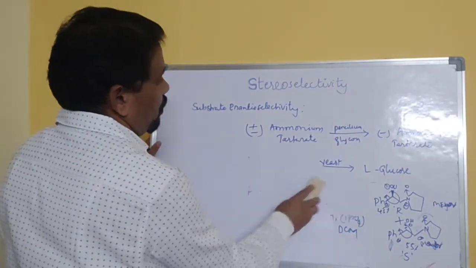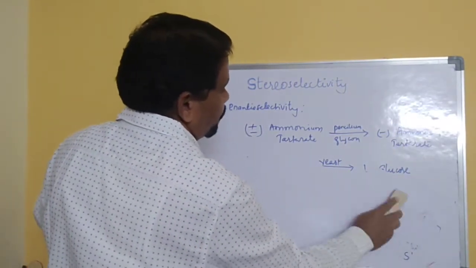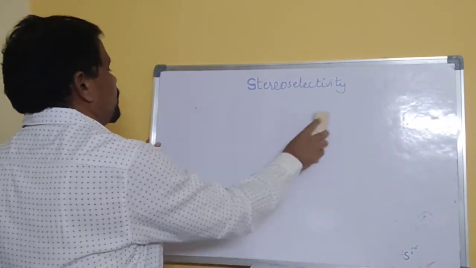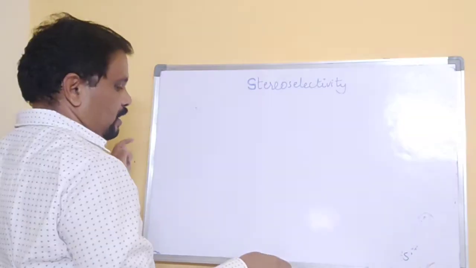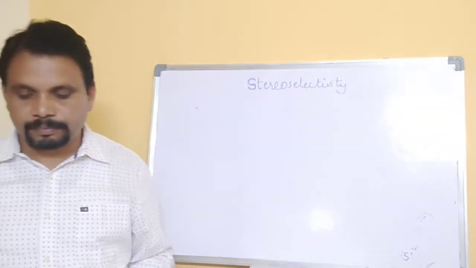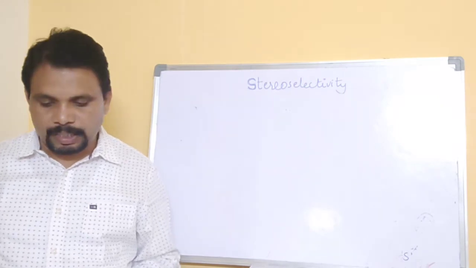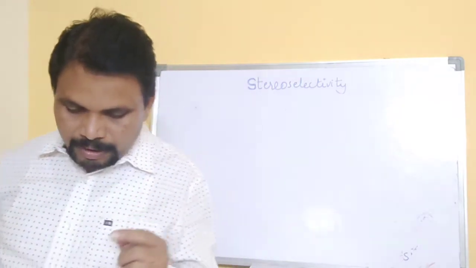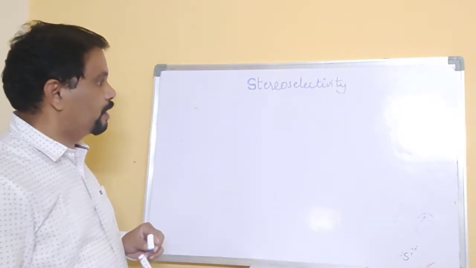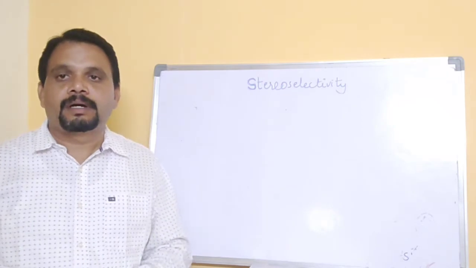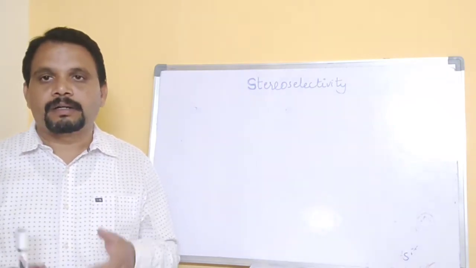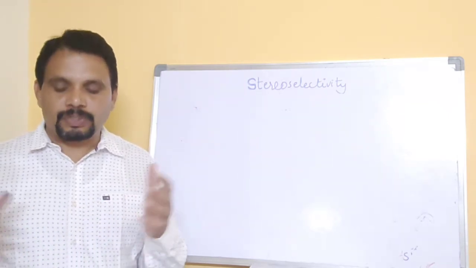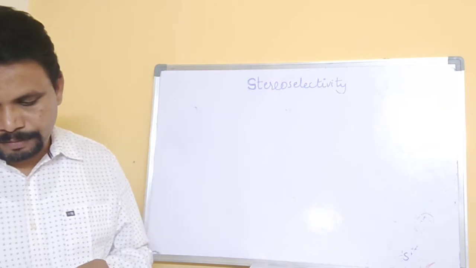So this is called substrate enantioselective reactions. In substrate enantioselective reactions, the resulting product may be optically active or not, or gain optical activity or lose the optical activity.